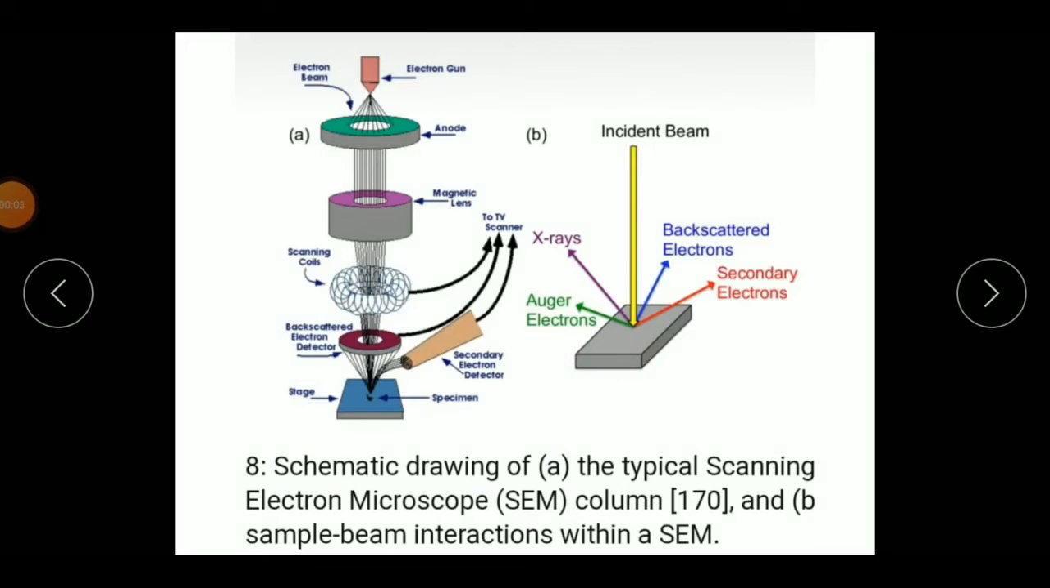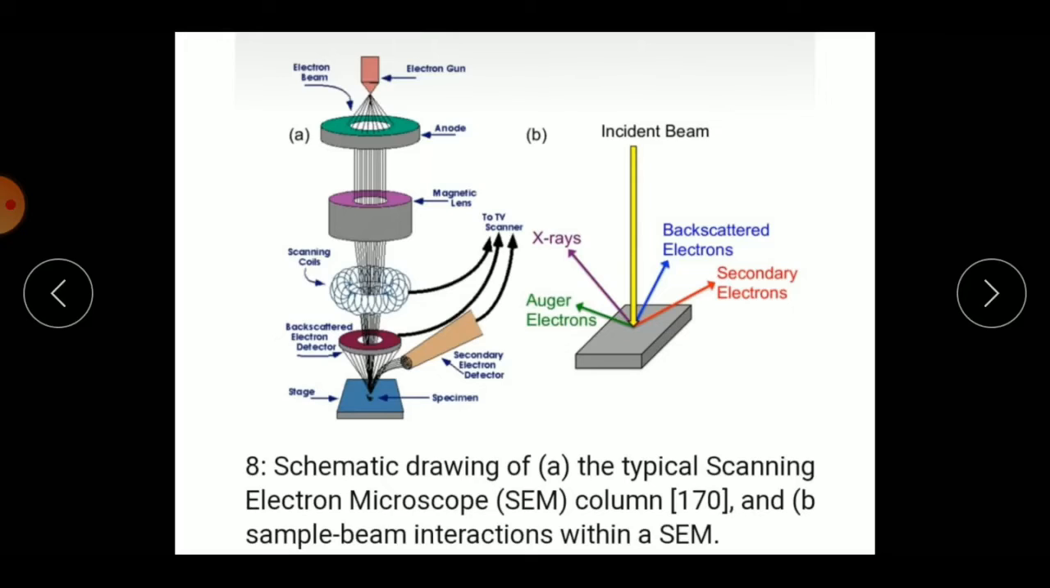Scanning electron microscope, or SEM, is an instrument which will produce a magnified image by scanning the surface of the sample with electrons. Here you can see in the microscope you will have an electron gun which will produce a high energy beam of electrons. This beam of electrons will pass through the anode and then pass through the magnetic lens, scanning coil, and then it will strike on your specimen which is kept on the stage. That means your electron beam will follow a vertical path and then it will strike on the specimen.